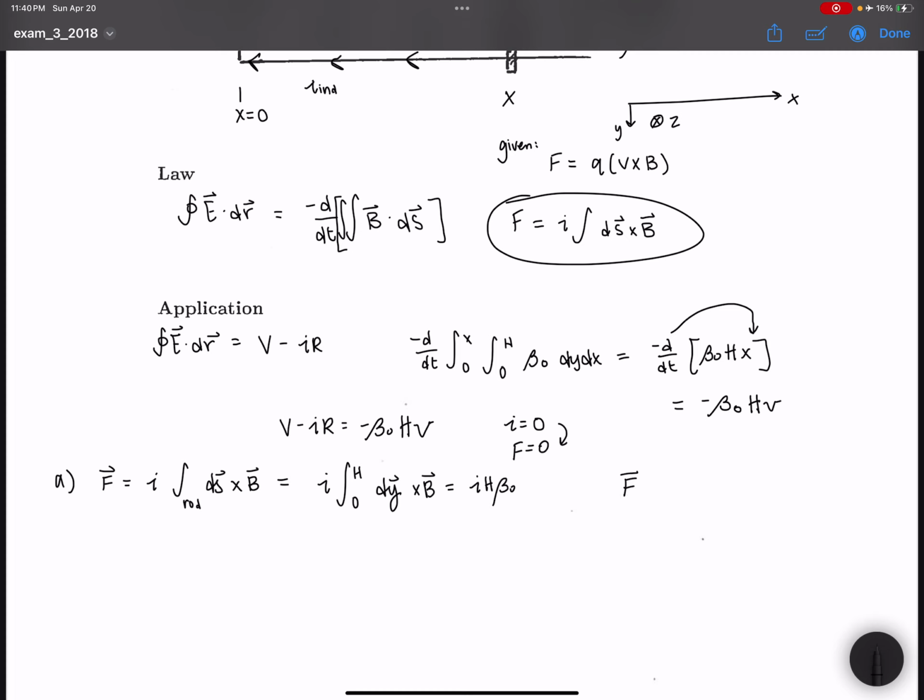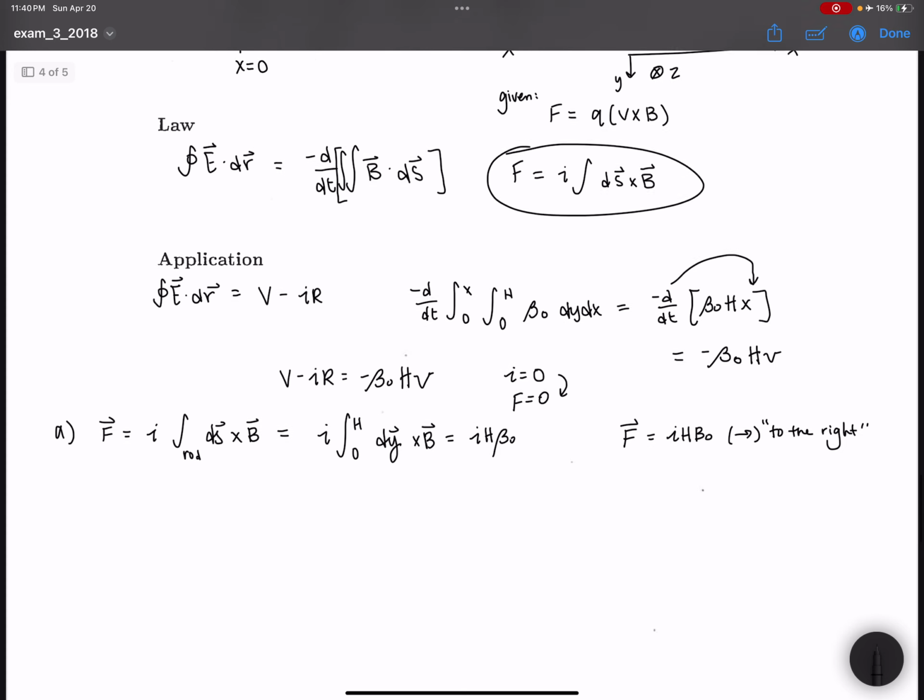And so we know that it's to the right, so we can just draw this little arrow here, to the right. We know that from the right-hand rule. Again, current is your index finger pointing down, magnetic field is your middle finger going into the page, and your force is your thumb pointing to the right.